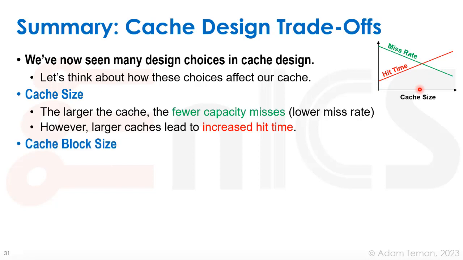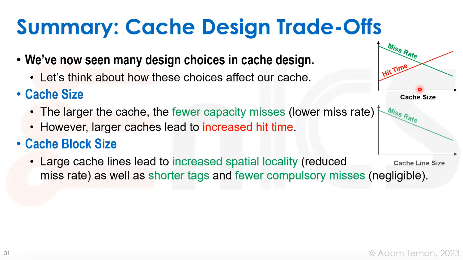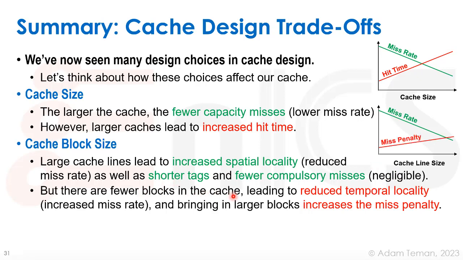The second issue is the block size. How many bytes are we going to have in our cache line? Large cache lines are great because they lead to increased spatial locality. If we bring in a whole block and it has the entire array that we're going to access in it, that's really cool. So it's going to reduce the miss rate, as we can see here. It also leads to shorter tags because we're going to have more offset bits, and fewer compulsory misses, even though that's pretty negligible. But there are fewer blocks in the cache, which leads to reduced temporal locality. We can get better temporal locality if we have more cache lines, and larger block sizes lead to fewer cache lines. That's kind of counterintuitive, but it does increase the miss rate in that case.